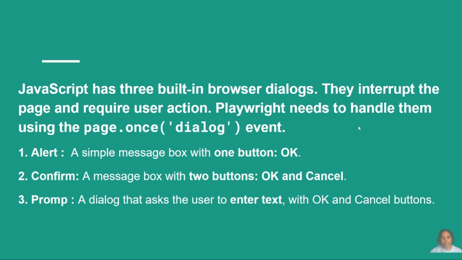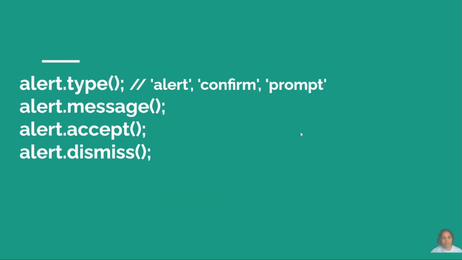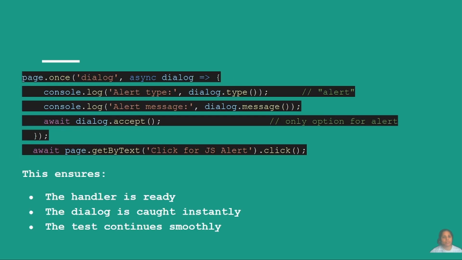I have given whatever I have told as bullet points. There are 3 types and all these things. And we can use the page.once dialog event. Okay. With this, we can create a handler. Once we create the handler, so this we will come back to. So this is the handler.